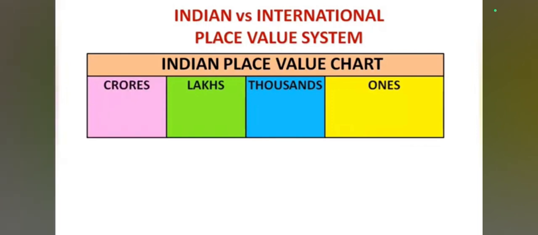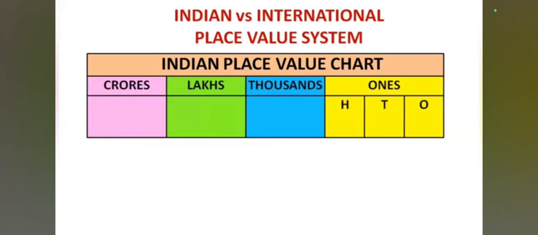Ones period is divided into three places: ones, tens, and hundreds place. Next, thousands period into thousands and 10,000s place. Lakhs period into lakhs and 10 lakhs. Similarly, crores into crores and 10 crores.